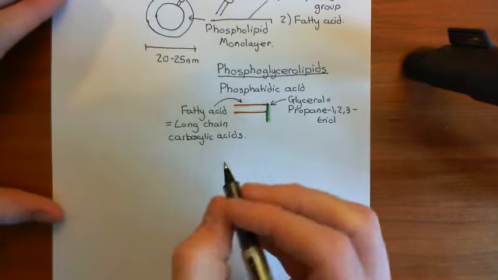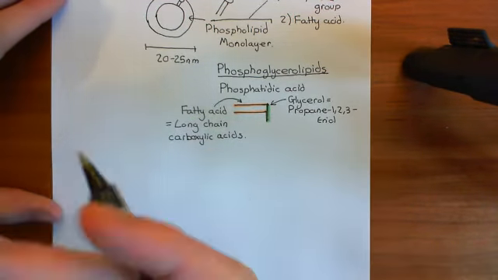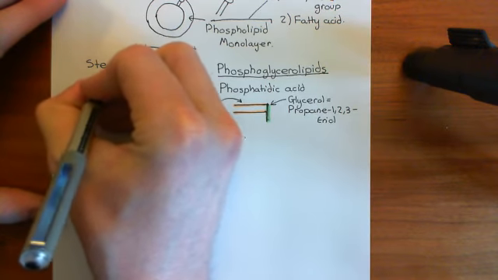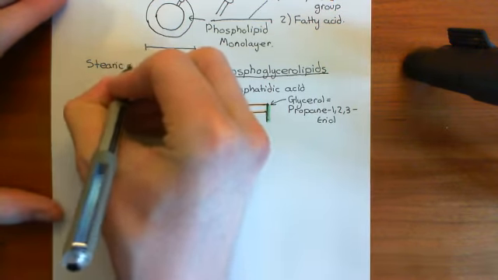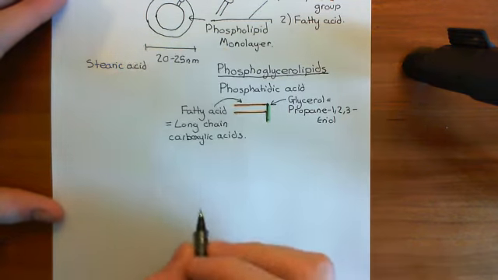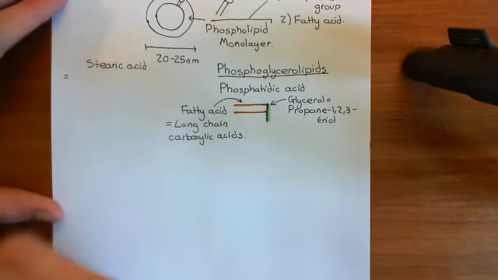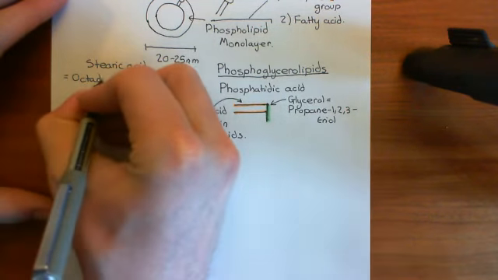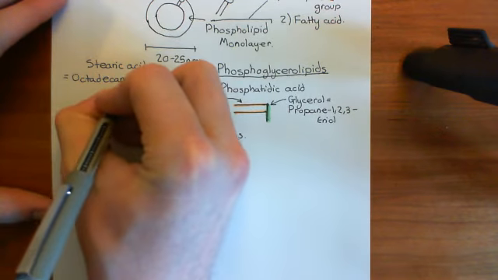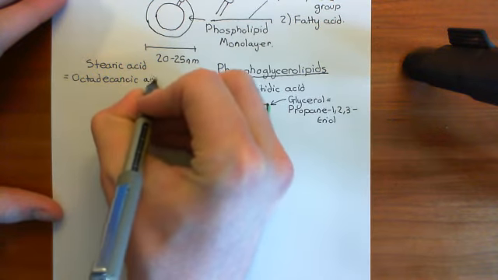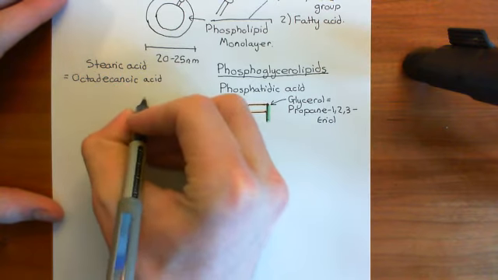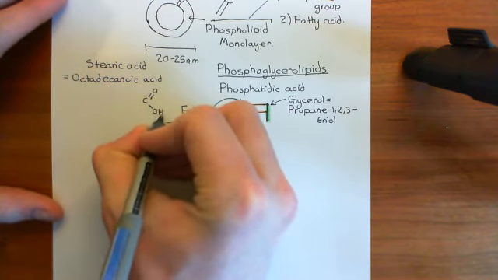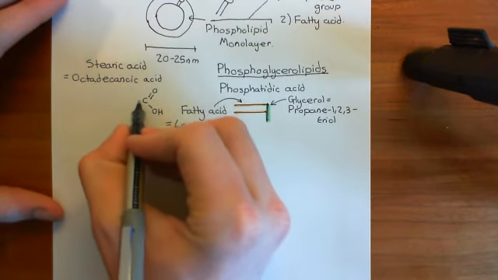So let me give you an example of a fatty acid, a long-chain carboxylic acid. The archetypal example would be stearic acid. Again, stearic acid is the old biochemist name for a molecule that's now more correctly called octadecanoic acid. And octadecanoic acid is a very useful name because it tells us we're dealing with an 18-carbon, fully saturated carboxylic acid. So here is the carboxylic acid group.